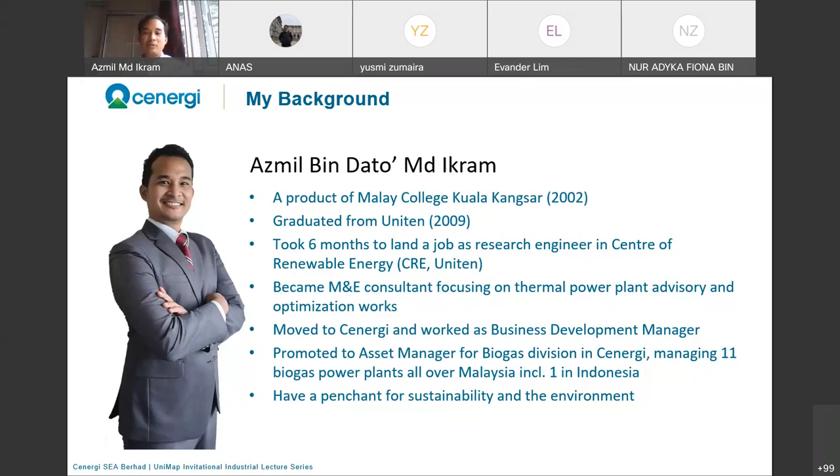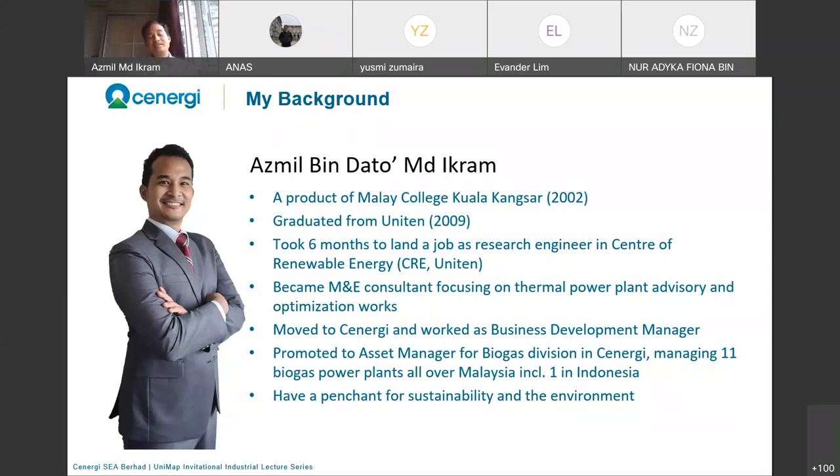Basically, thermal power plants, why? Because I see fire, I'm a little bit of a pyromaniac. It's a little bit of a contradictory statement, because at the bottom line I have a penchant for sustainability and the environment. So sometimes you burn stuff and then you're more concerned about the environment. Somehow it's ironic.